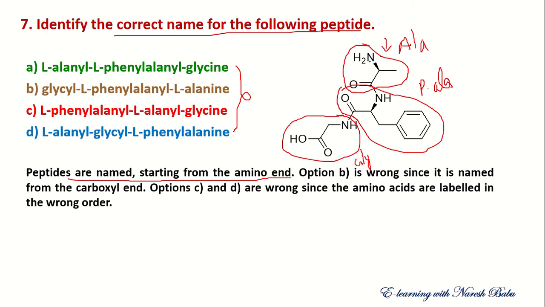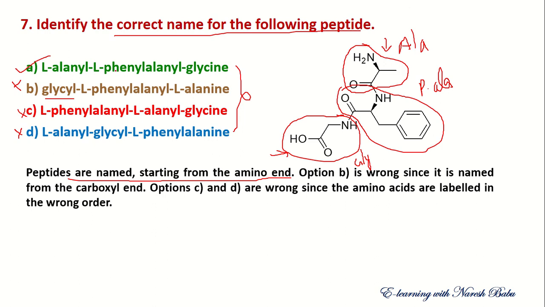So always I told you the name should start from the amino end. So this side is glycine. So glycine it started, which means the name was given from the carboxylic end. So this B is completely wrong. Then if you observe, this side is alanine, but they represented phenylalanine, so this is also wrong. And two options are there, L-alanyl, L-alanyl. Next, if you observe, at this position phenyl is attached, that is phenylalanine is present, so this also turns out wrong. Finally, the correct answer is L-alanyl, L-phenylalanine, glycine.